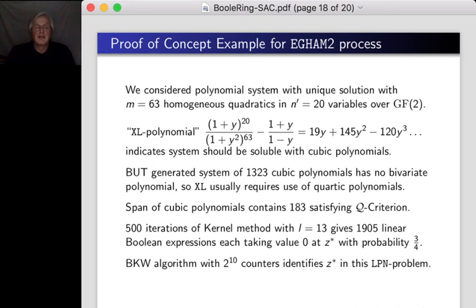We split the variable space of 20 variables into 2 halves, each of 10 variables, and by focusing on one of the sets of 10 variables, we just used 2 to the 10 counters to identify z star. Clearly it had a much higher count when we counted a particular property. So this process, which we term the ECHAM2 process, can identify the solution only going to cubic polynomials in this case.